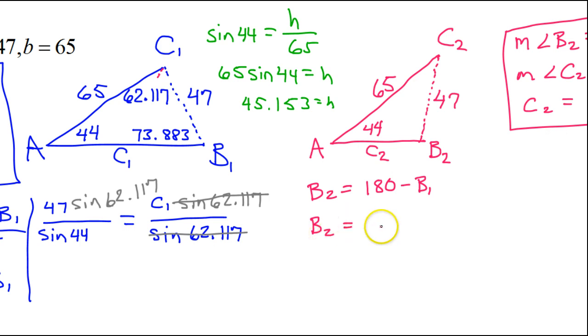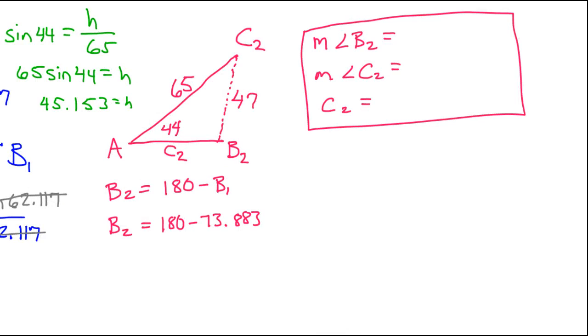So angle B2 is going to just equal 180 minus 73.883. That yields 106.117 degrees. To find angle C2, I need to subtract these two from 180. And that is 29.883.